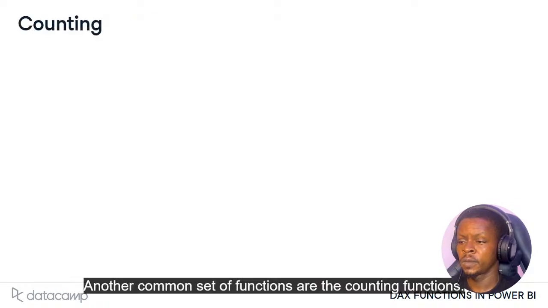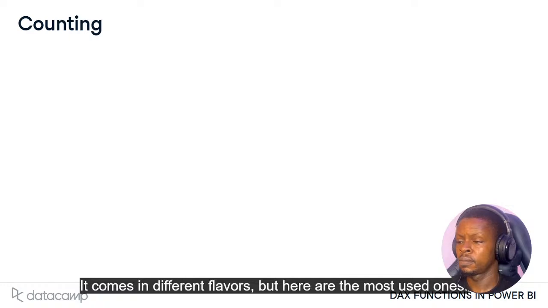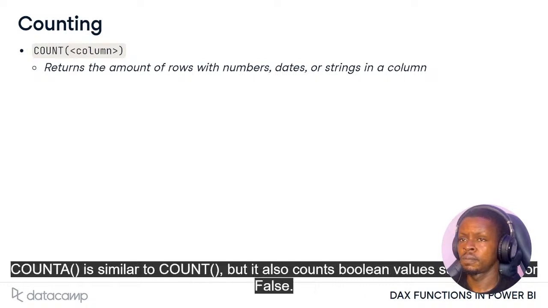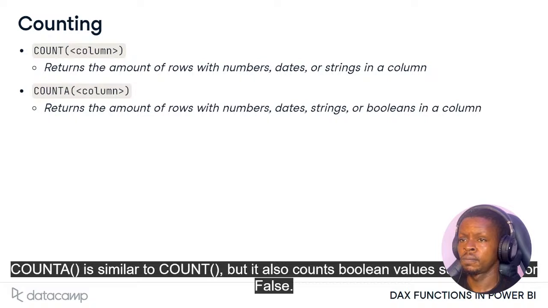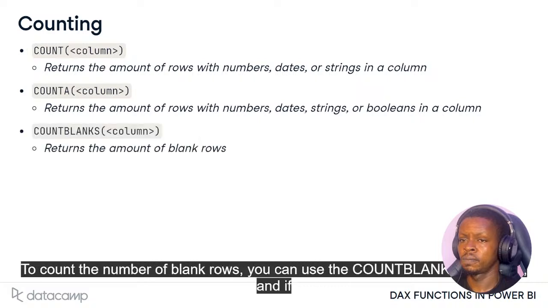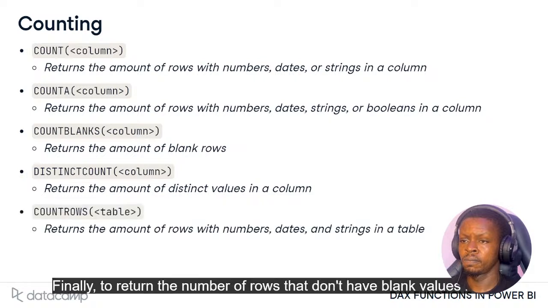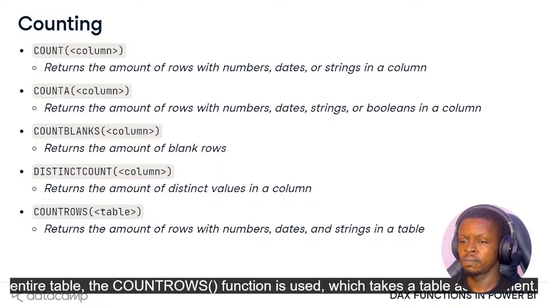Another common set of functions are the counting functions. It comes in different flavors, but here are the most used ones. The normal count function is great for counting non-blank rows that consist of numbers, dates, and strings. CountA is similar to count, but it also counts Boolean values, such as true or false. To count the number of blank rows, you can use the CountBlanks function, and if you want the number of distinct values in a column, use the DistinctCount function. Finally, to return the number of rows that don't have blank values in an entire table, the CountRows function is used, which takes a table as argument.